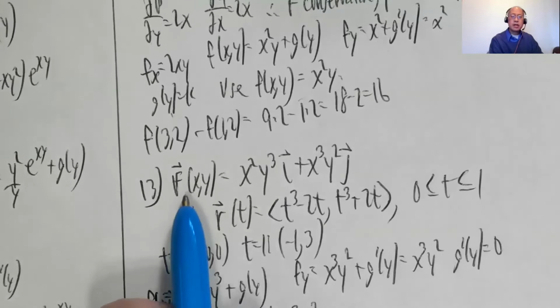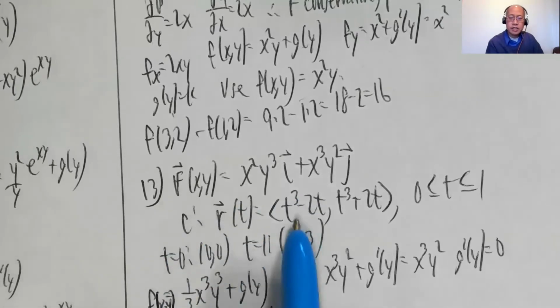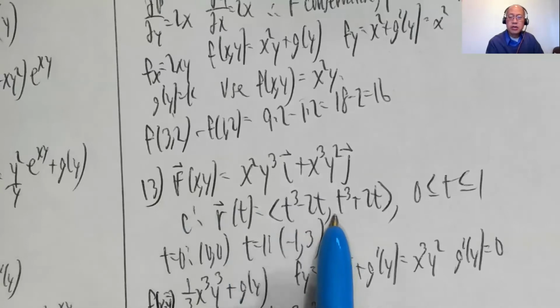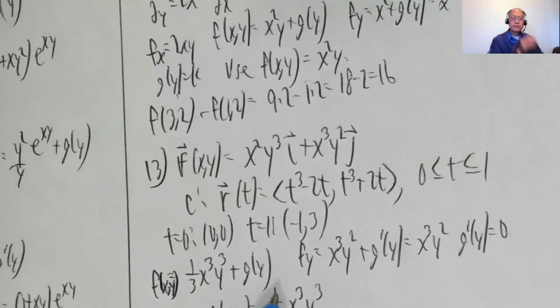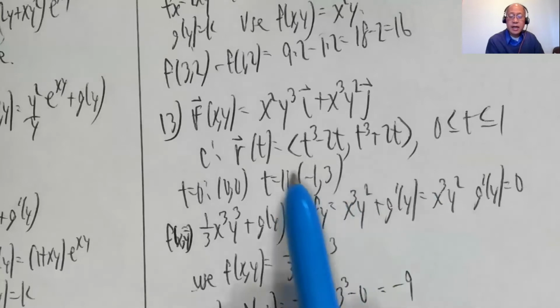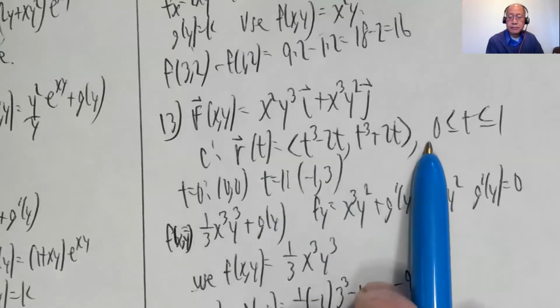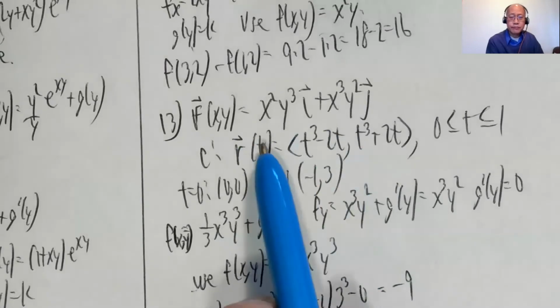Okay, so 13, f of x, y is that. The curve is r of t equals t cubed minus 2t, t cubed plus 2t, t going from 0 to 1. Now, if we have a conservative vector field, then it doesn't matter what path I pick. So I'm not even going to fool with this. Let's see if we have a conservative vector field.